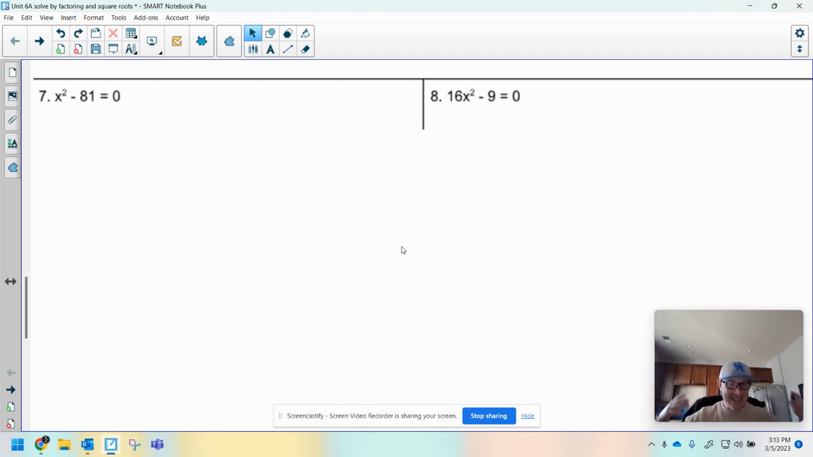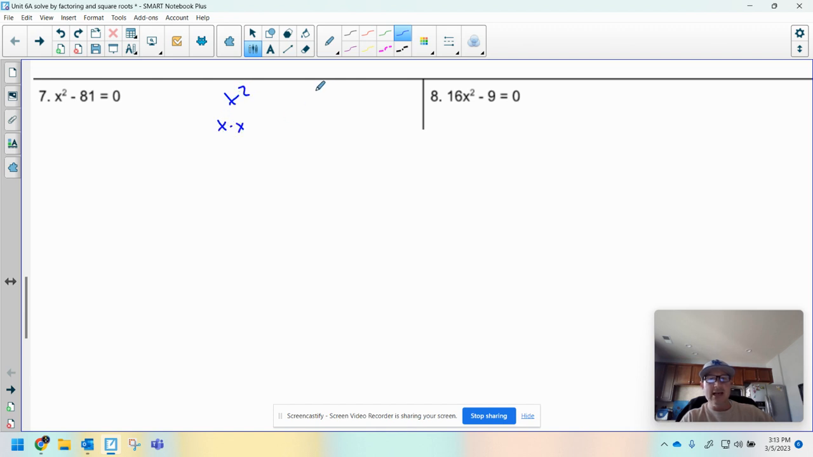All right, next, number 7. You might recognize this as the difference of two squares, or the difference of perfect squares. What do we mean by perfect squares? Well, at the beginning, we have a perfect square because x squared is x times x. At the end, we have a perfect square, 81, because 81 is 9 times 9. And there's a difference in the middle. Difference means subtraction.